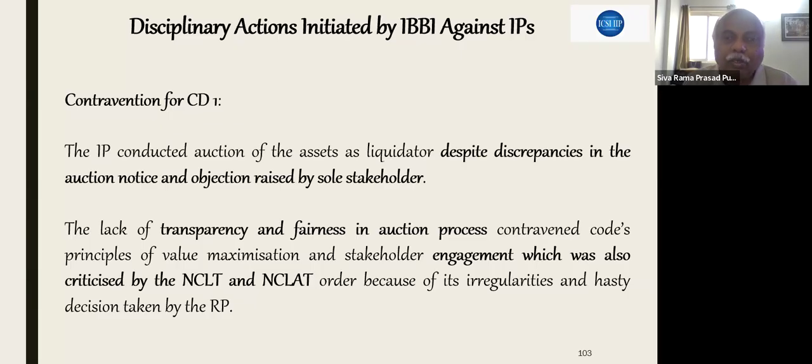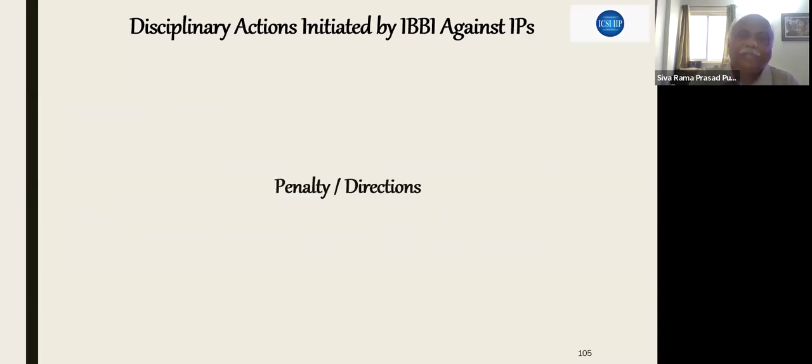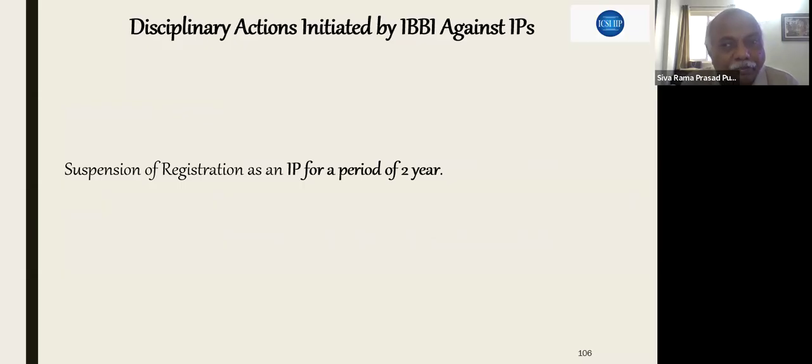The stakeholders were also criticized by the NCLT or NCLAT because of the irregularity and hasty decision taken by the RP. The IP made a delayed public announcement after the CD had undergone CIR. The announcement further contained inconsistent submission guidelines and lack of clarity, thereby contravening the established regulations and code. Penalty: suspension of registration as an IP for a period of 2 years.